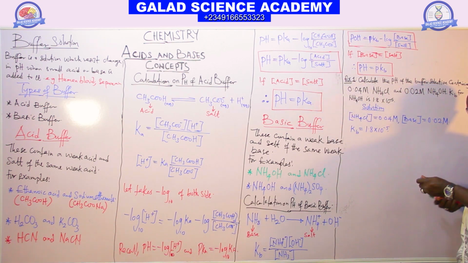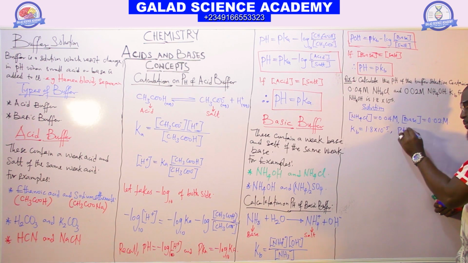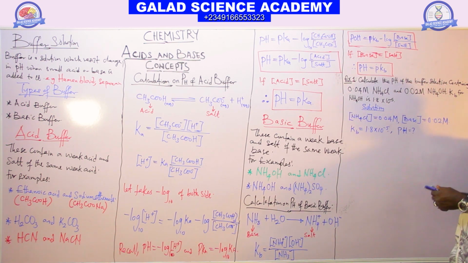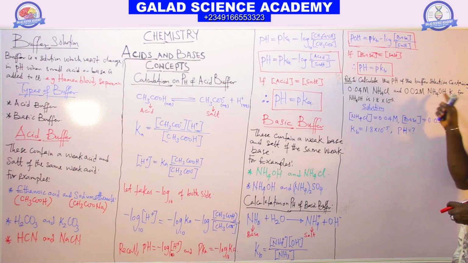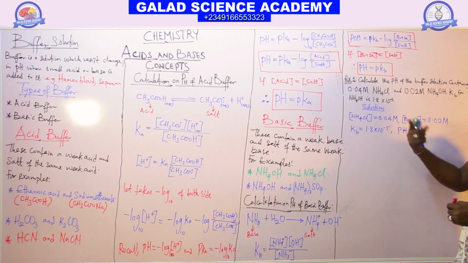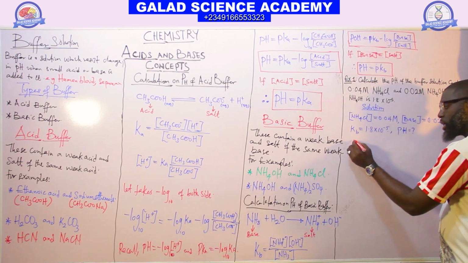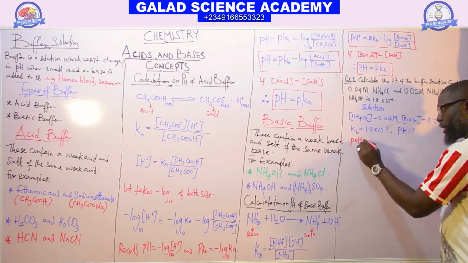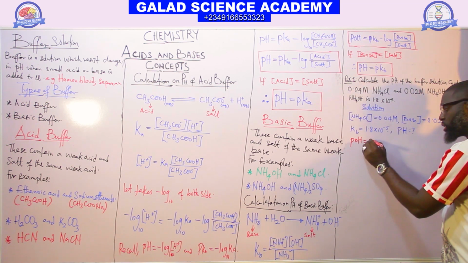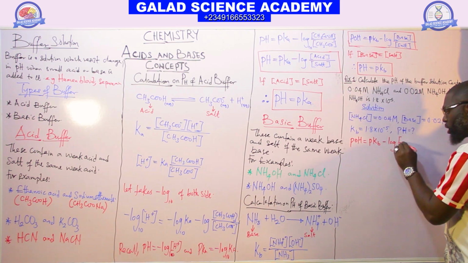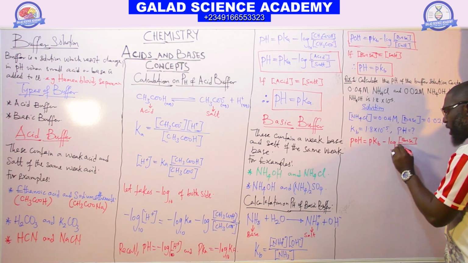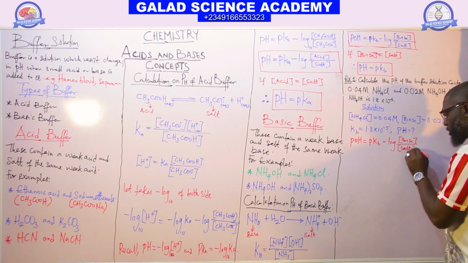Don't forget, we are looking for pH. But before we go to pH, since we are given a base, before you know the pH, you must first find pOH, because we are given base. If they give acid, you use the pH directly. So pOH will be equal to pKb minus logarithm of concentration of base over concentration of salt.